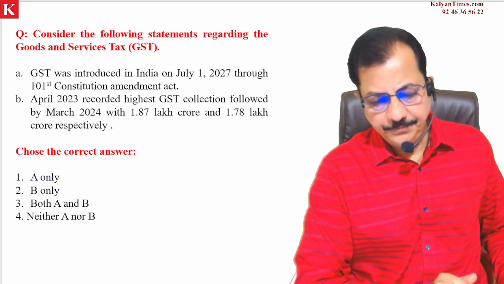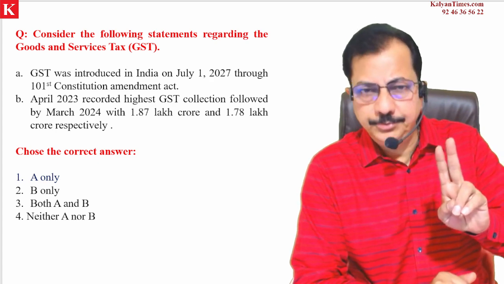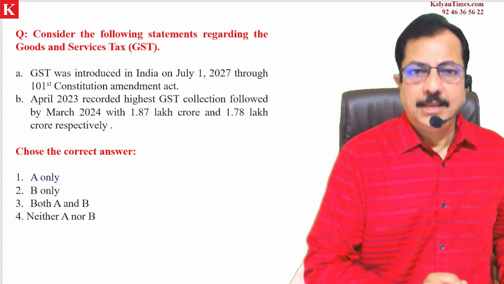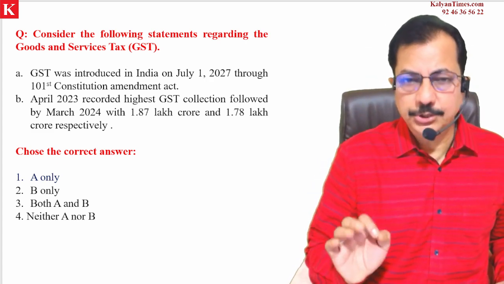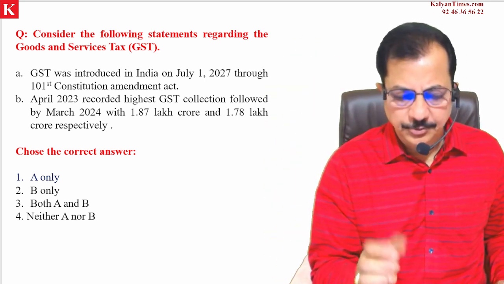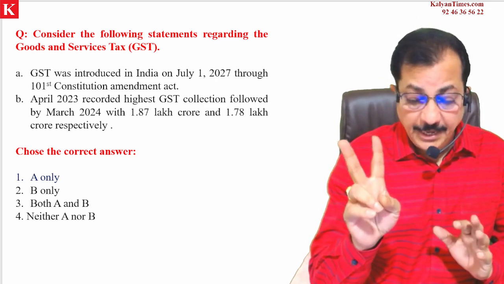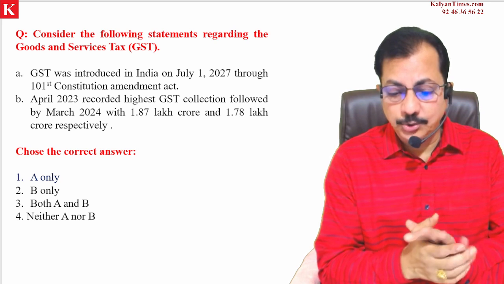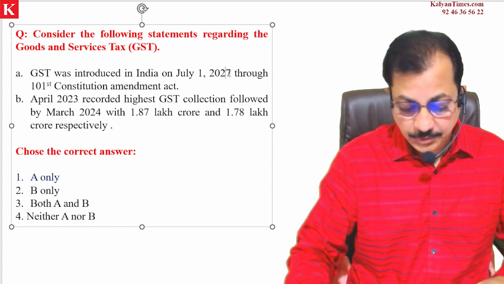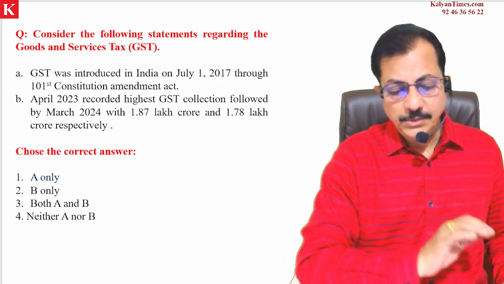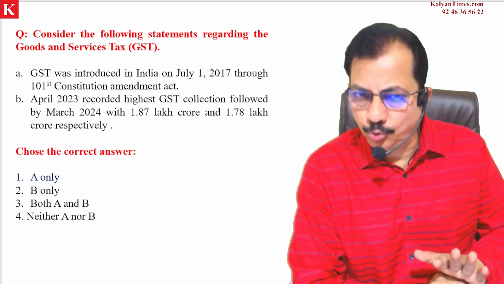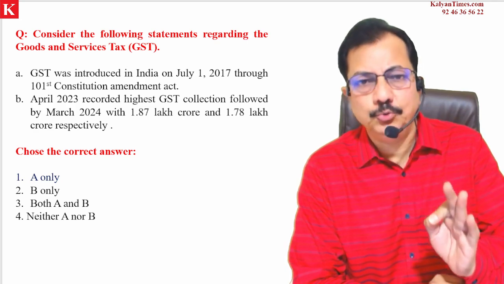Right? Now look at this. I promised you that I will give you two objective type questions and one descriptive. Now see here, the second one, objective type. Consider the following statements regarding GST. Of course our topic is GST. The second question is also related to GST. Two statements again. GST was introduced in India on July 1st, 2027 is wrong. Let me change it. So this is 2017. Okay, fine. So GST was introduced in India on July 1st, 2017 through the 101st Constitution Amendment Act.